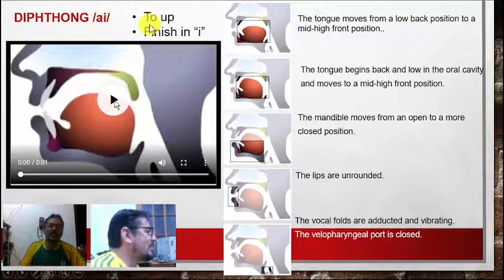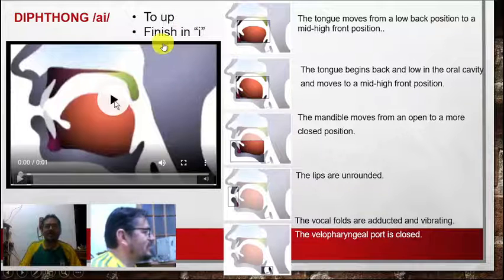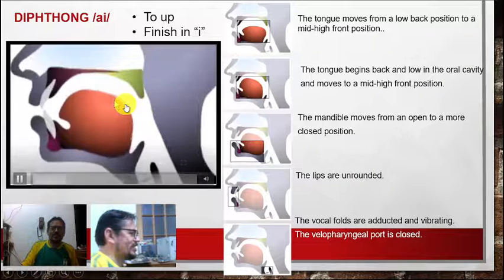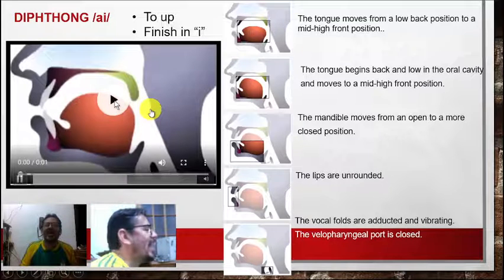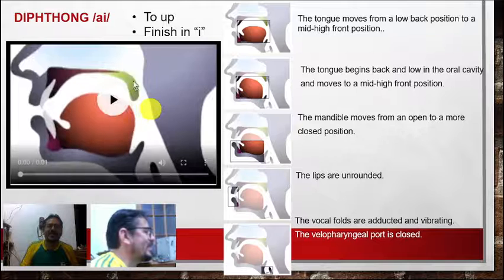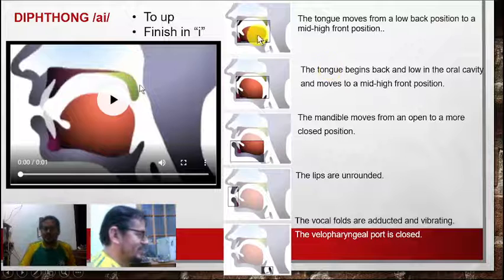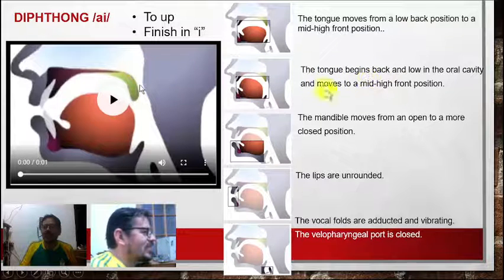Okay, let's see the diphthong ai. The diphthong ai goes from low to up, and it finishes in i. Let's hear it. Ai, ai, ai. Okay. The tongue moves from a low back position to a mid-high front position. The tongue begins back and low in the oral cavity and moves to a mid-high front position.